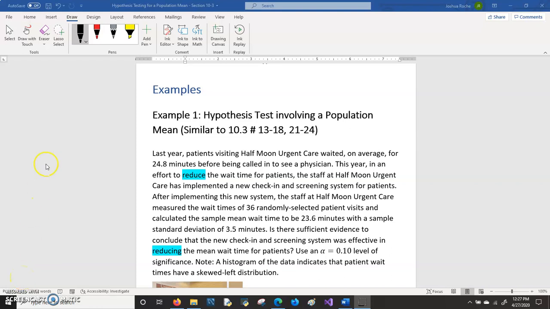In the last video, we looked at the first example of a hypothesis test involving a population mean, and this example involved an urgent care. At this urgent care, the staff wanted to reduce the wait time for patients, and so the staff implemented a new check-in system. After they implemented it, they conducted a study to see if that new check-in system was successful in reducing the wait times for patients.